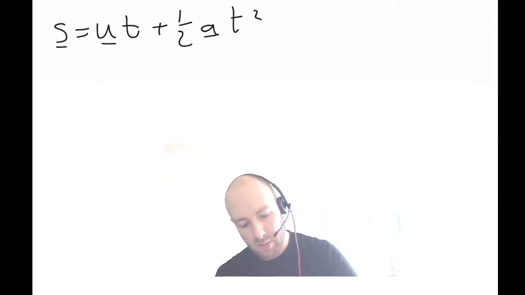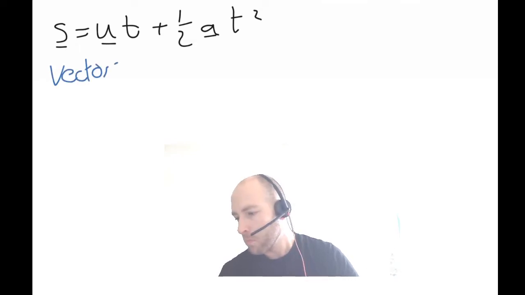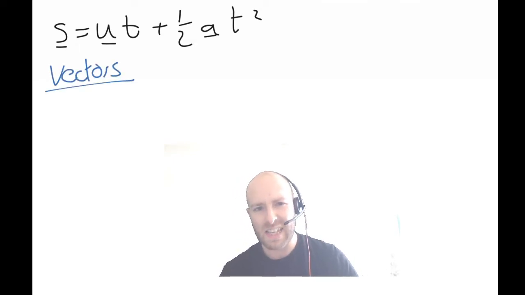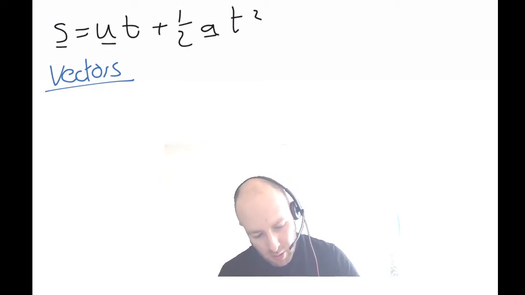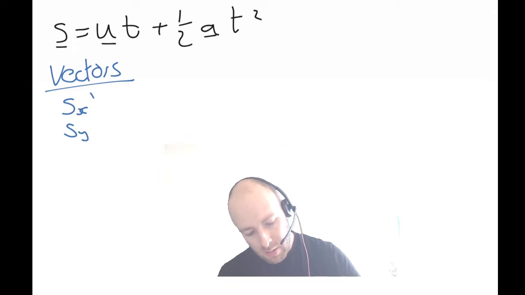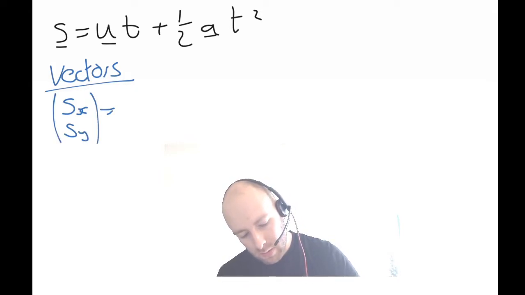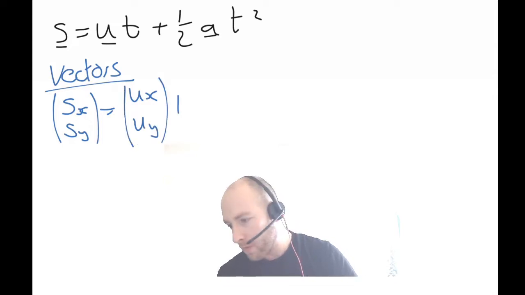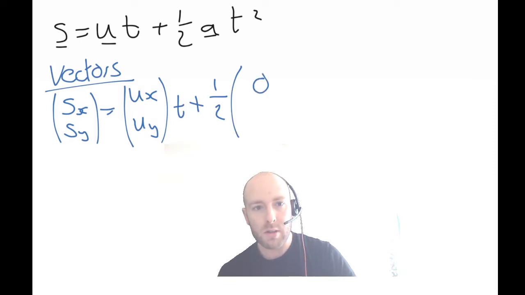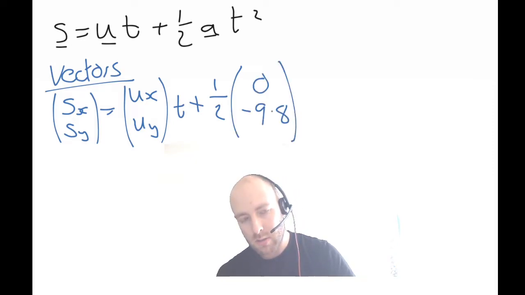So if we do it the vector way, we end up with something, again, I'll do this algebraically, it looks a bit weird, but we end up with Sx, Sy equals Ux, Uy times t plus a half. Horizontally there's no acceleration, vertically there's minus 9.8 acceleration, t squared.